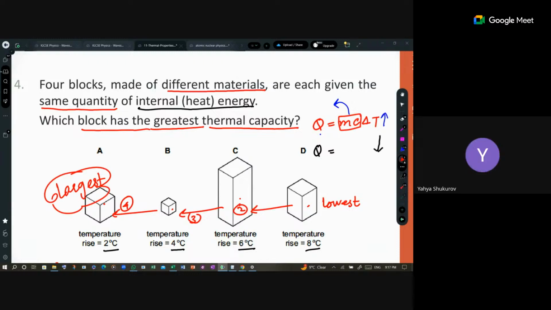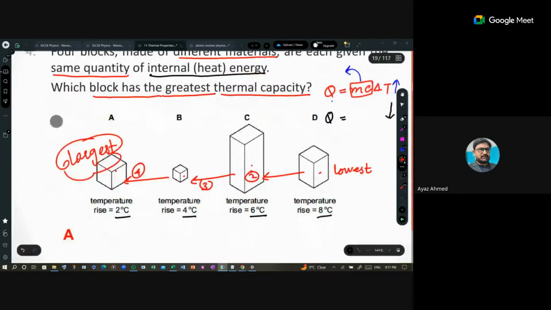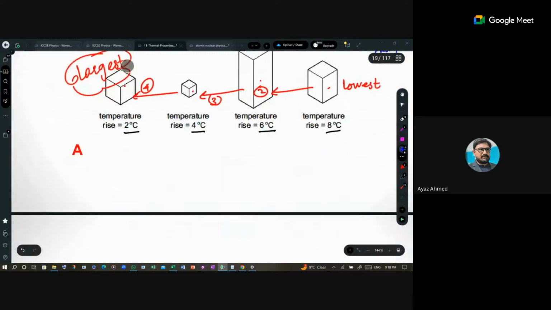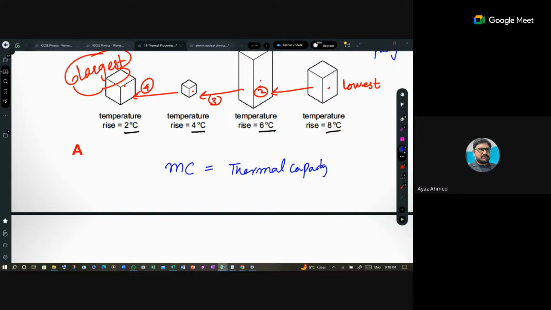So is this clear? Does mass also affect it? No, mass is not mentioned here, but the word thermal capacity includes mass. Okay, so thermal capacity. So it means that here, if I say that MC is equal to thermal capacity, then definitely the block in which temperature rise would be more would have less thermal capacity. Thermal capacity is mass times its specific heat. Okay?